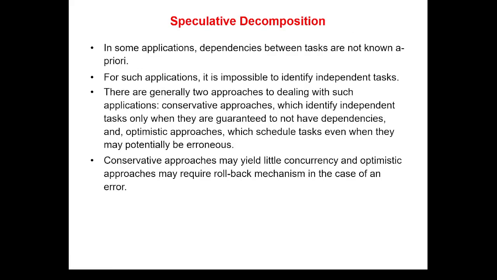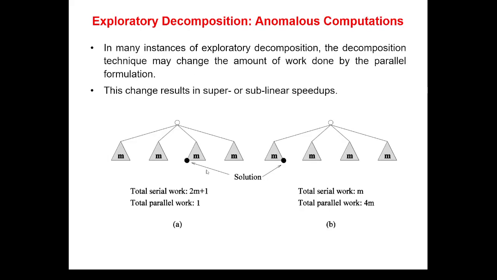The next technique adalah speculative decomposition. Contoh macam kalau yang exploratory tadi, kenapa dia speed up? Contoh kalau you pakai this kind of method, you have a 2m, you has plus 1, and total period dia 1 contoh. Yang ini you bagi 2. You share lah benda ni.